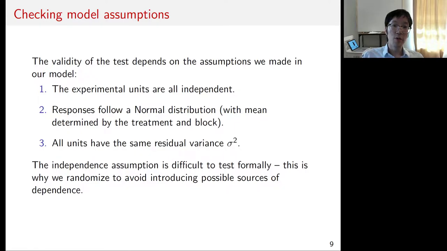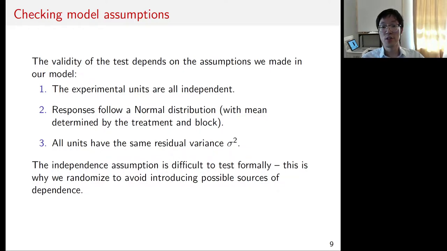Okay, so that's how we do the ANOVA test. Now, the validity of the test depends on certain model assumptions. Just to remind ourselves what they are, I've listed them here on this slide. The assumptions in this model are firstly that the experimental units are all independent, and we assume the responses all follow a normal distribution.